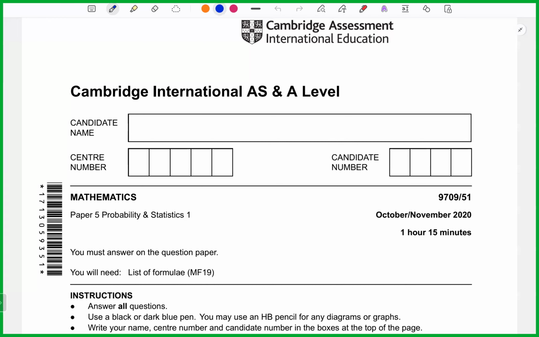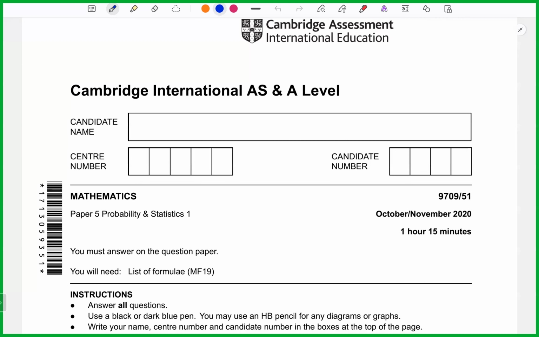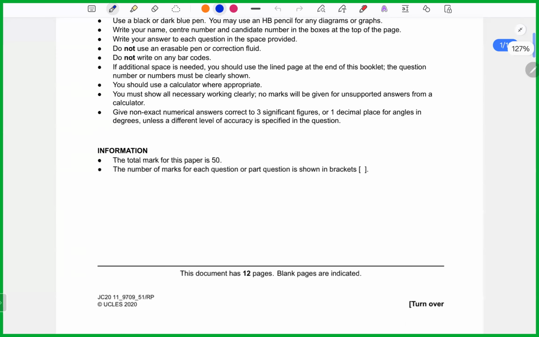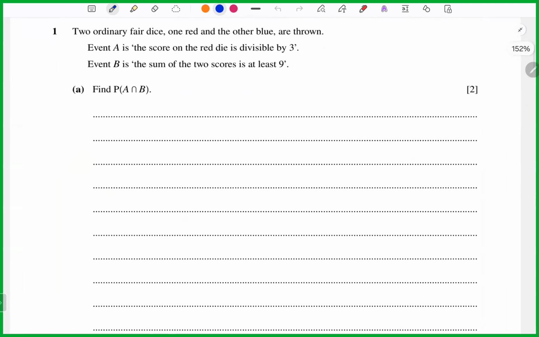So today I want to discuss the Cambridge International AS and A Level Mathematics 9709/1, Paper 5 Probability and Statistics 1, October/November 2020. Alright, so now we try looking at question 1 first. Okay, let's see question 1.